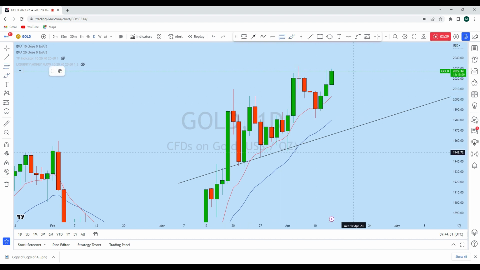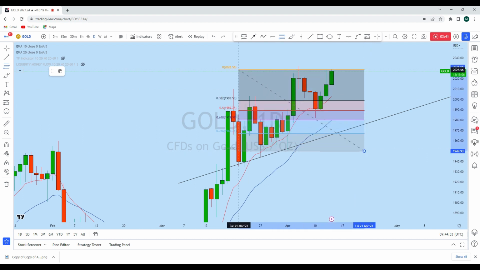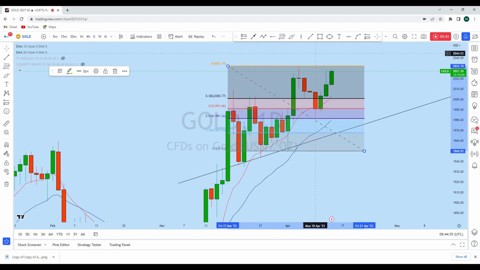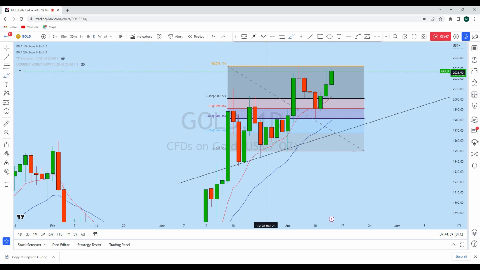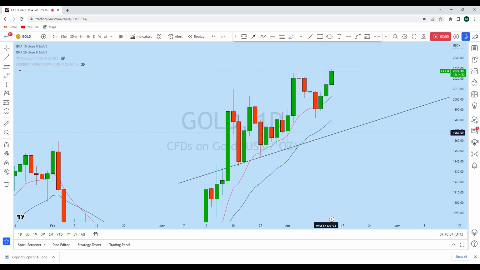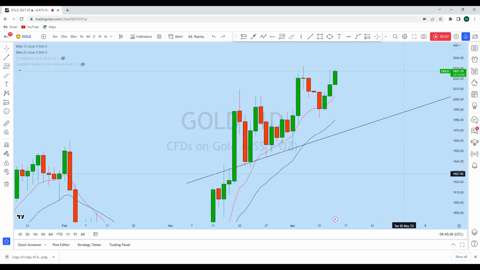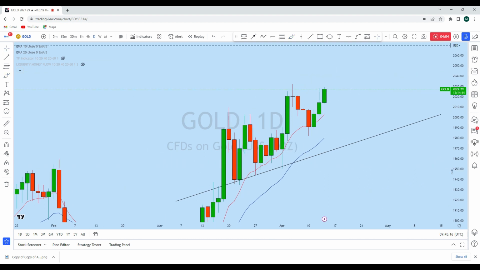Now if we place our Fibonacci on the daily perspective on gold from low to high, we see that the price has come exactly to the 61.8% Fibonacci level and then created this move to the upside. That means we might see a new higher high on gold on the daily perspective as well. So monthly, weekly, and daily are giving a potential opportunity for a bullish move on gold.